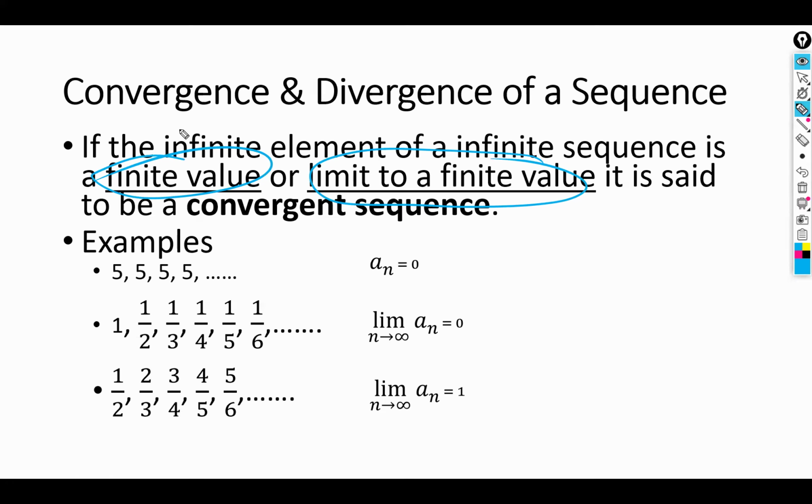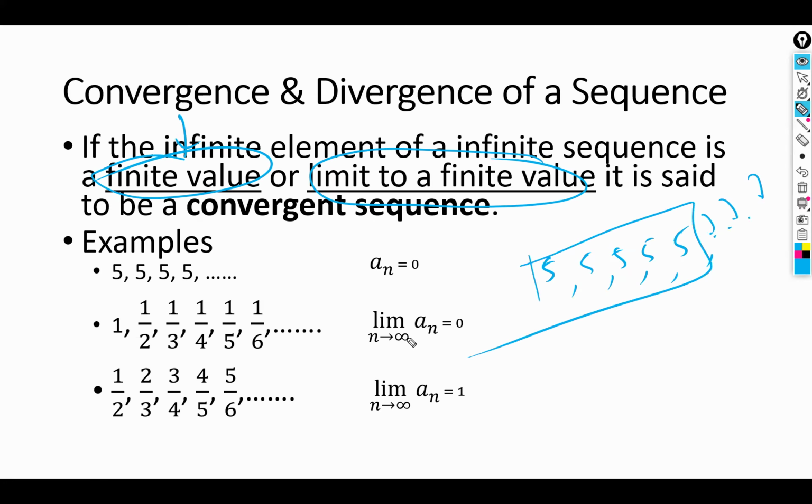So let's take scenario one. What about the sequence? Remember, sequence means you can keep telling the next one. You know that the next element is 5, the next element is 5, the next element is 5, because you look at the pattern. So what about the millionth element? 5. Trillionth element? 5. Trillionth of trillionth element? 5. Infinite element? 5. Do you have any doubt?